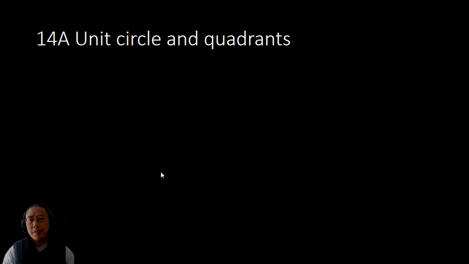Alright, year 11s will move on to chapter 14, which is a little bit of review and also going further in trigonometry. With 14A, we're going to look at the unit circle and the four quadrants with the properties related to the circular functions, sine, cos, and tangent.